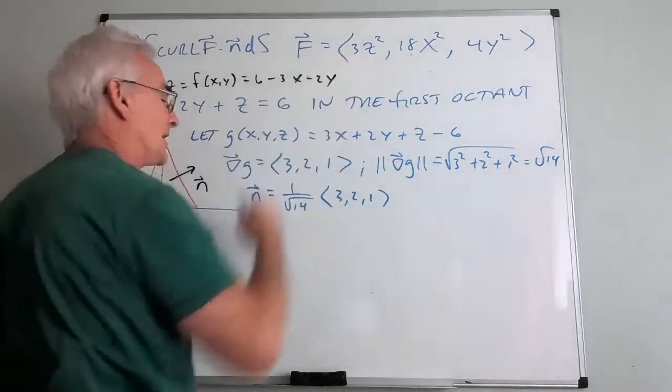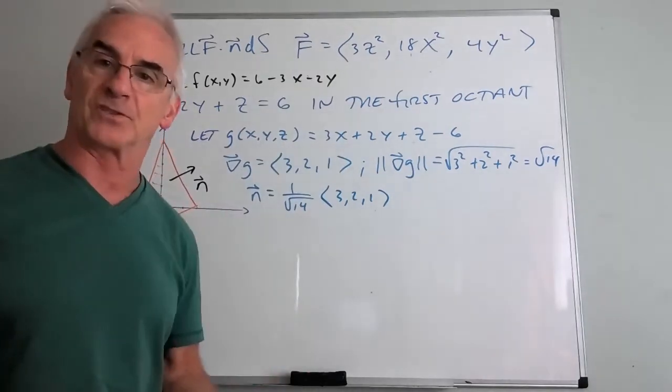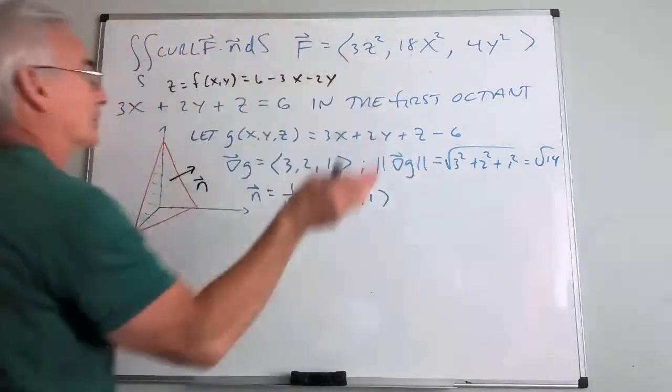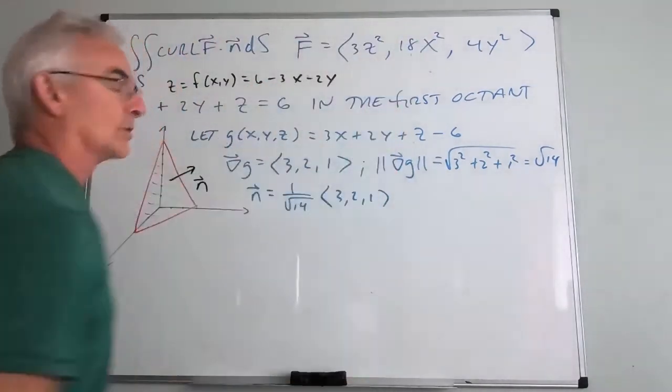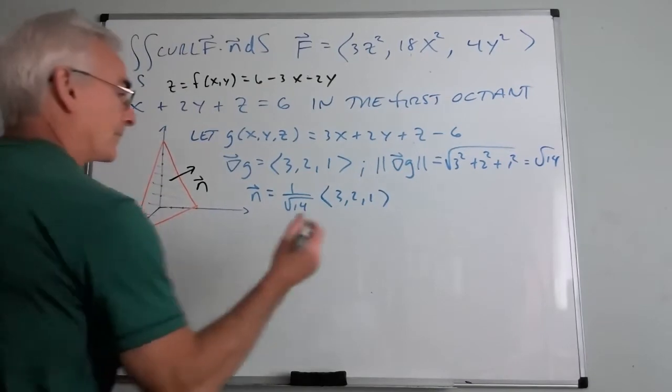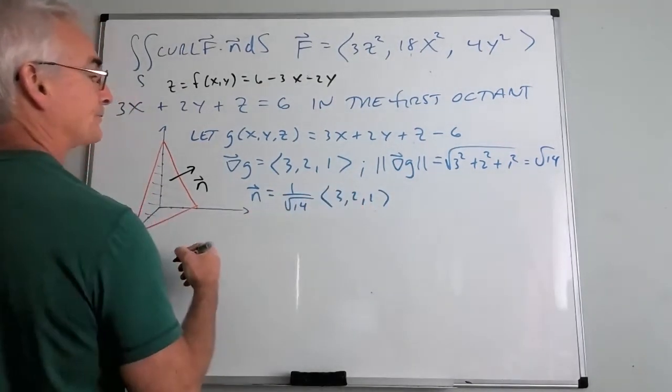I'm not going to do it yet because I have to take a curl vector at some point. I'd rather take a curl vector with the z and then sub later than sub now and then take the curl vector, because that's more algebra. Okay, so now I've got my n.